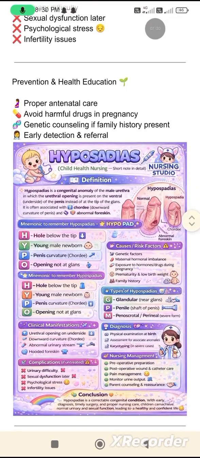Preventions and health educations: proper antenatal care, avoid harmful drugs in pregnancy, genetic counseling if family history present, early detection and referral.